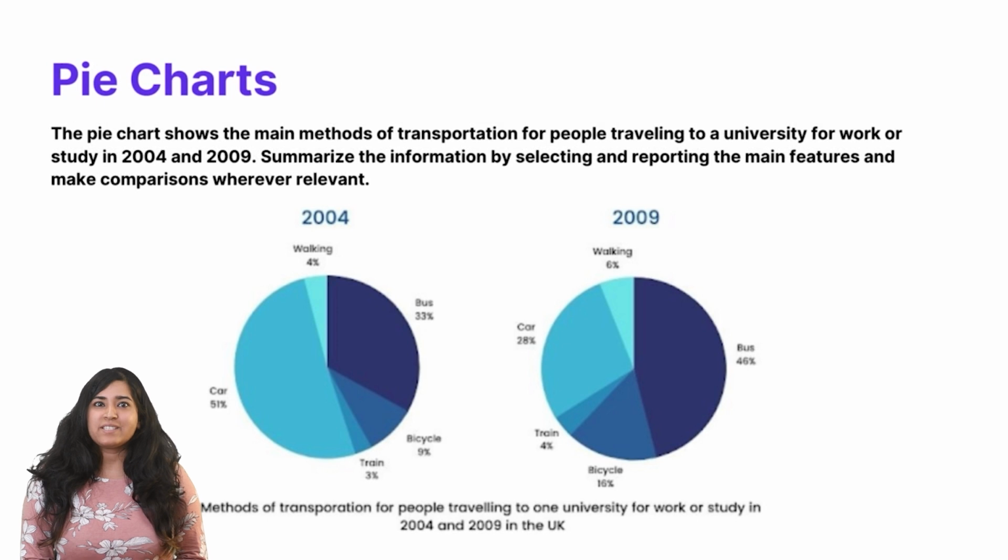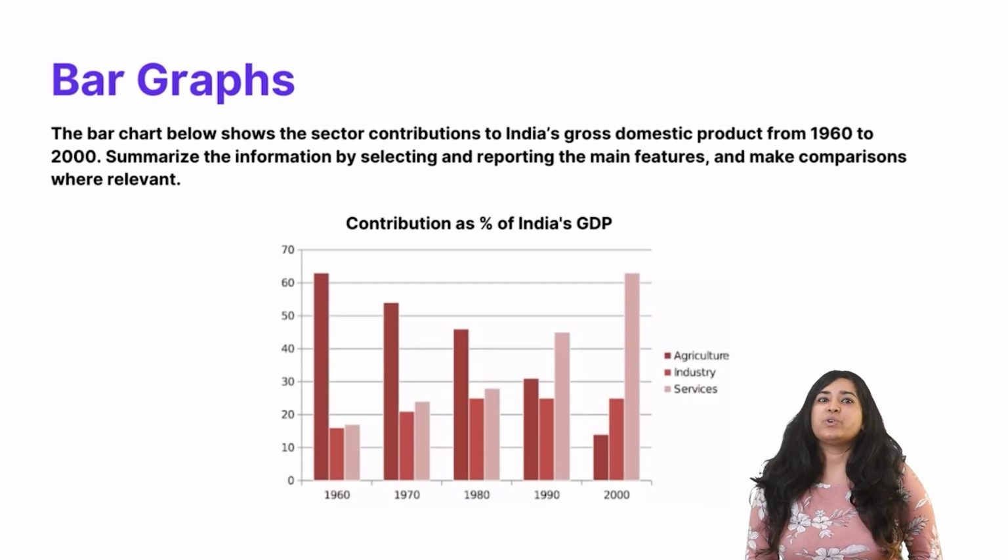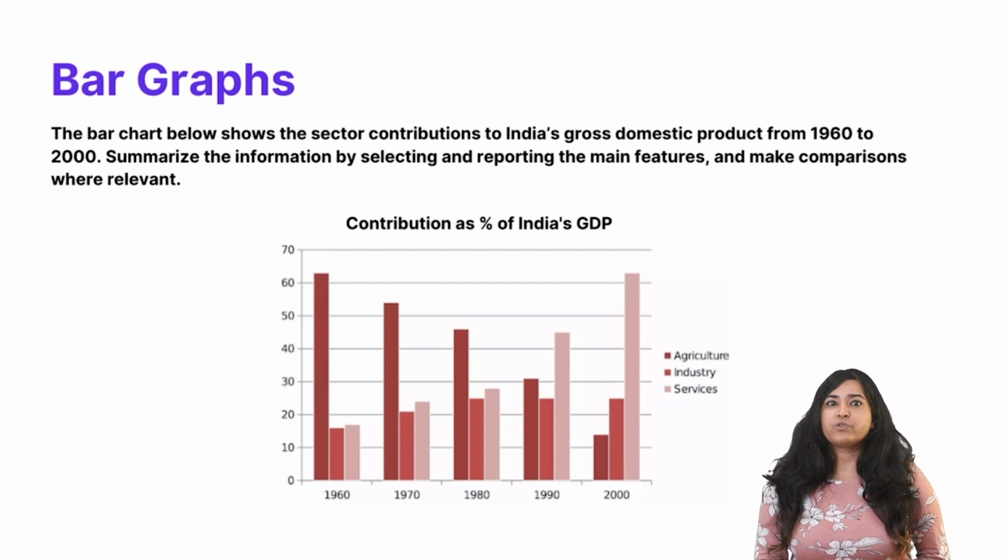Next up are bar graphs. The question would look something like this. The bar chart shows the sector contributions to India's gross domestic product from 1960 to 2000. Summarize the information by selecting and reporting the main features and make comparisons wherever relevant.